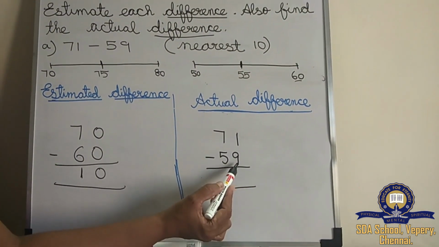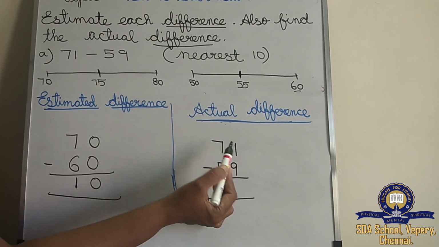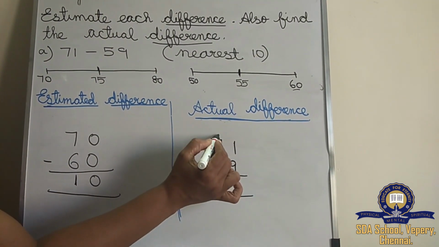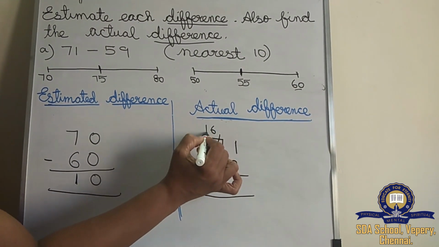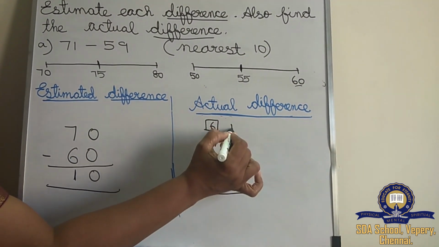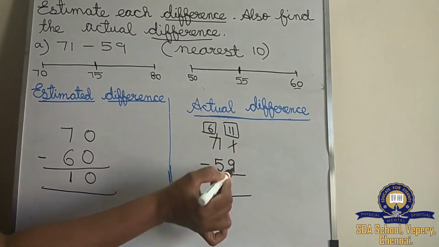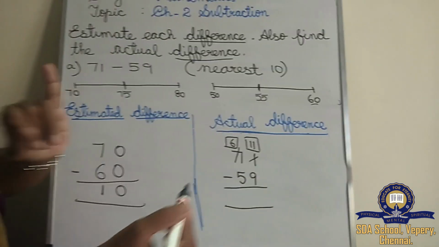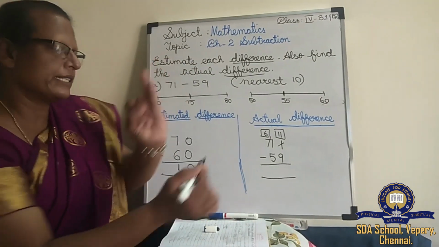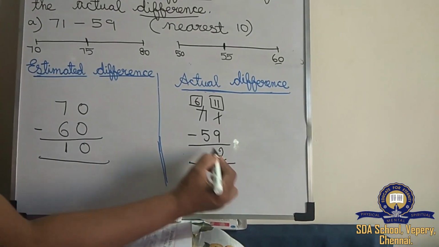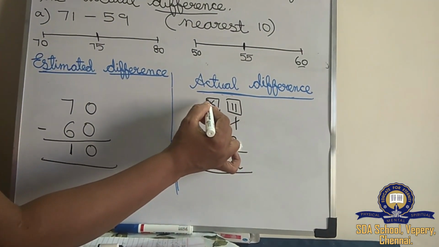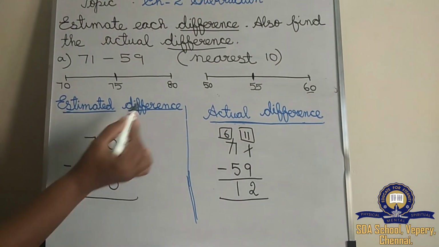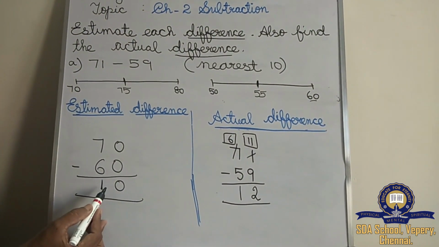So what's the actual difference here? Can you count from 9 to 1, children? No. What do you have to do? You have to borrow from 7. If you borrow from 7, the 7 will become 6 and this 1 will become 11. Can you count now, children? Yes. After 9, what will come? 10, 11. So what's the answer? 2. And after 5, if you count up to 6, what will come? Answer is 1. So the actual difference is 12 and the estimated difference is 10, children. Okay.